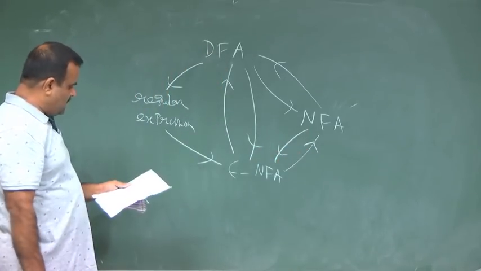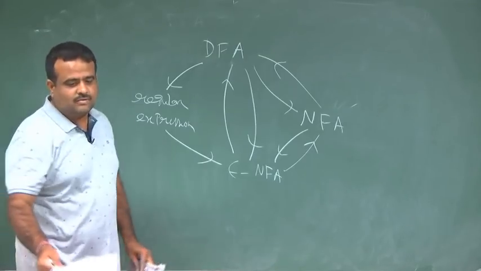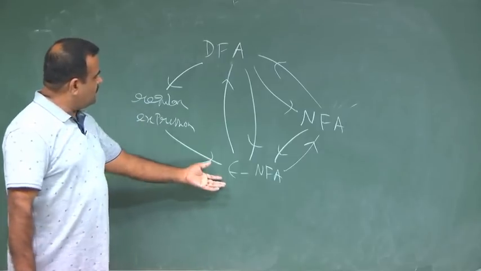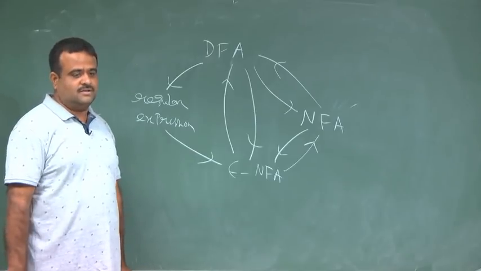So, this is the diagram. Okay. So, given a DFA we can have a regular expression, from the regular expression we can construct an epsilon NFA, which is same as constructing the NFA, all these things.